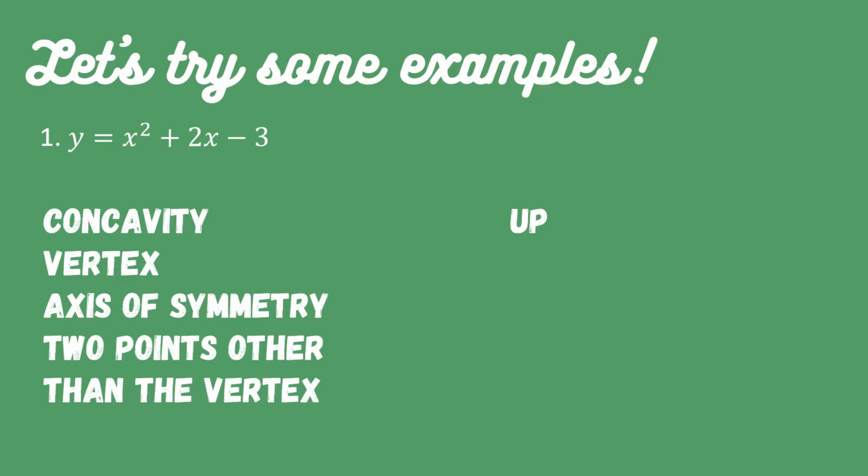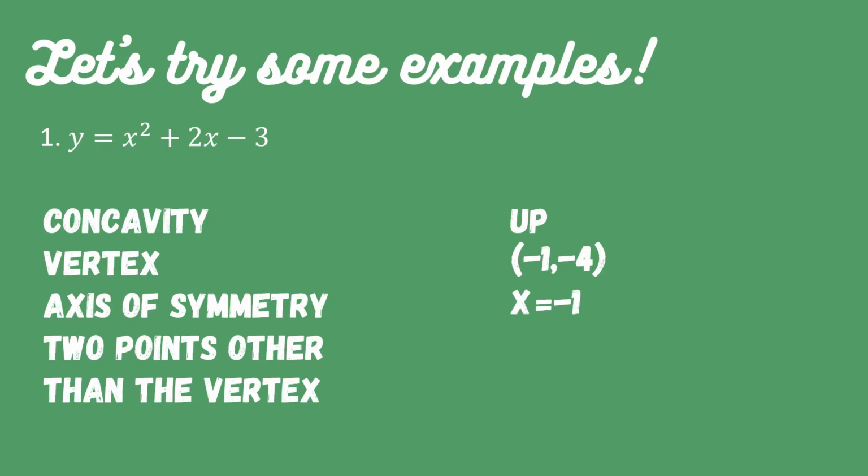Next, for our vertex. For our vertex, we have -1 and -4. How will we find our vertex? So we will use the formula h is equal to -b over 2a and k is equal to 4ac minus b squared all over 4a. And then we will get -1 and -4.